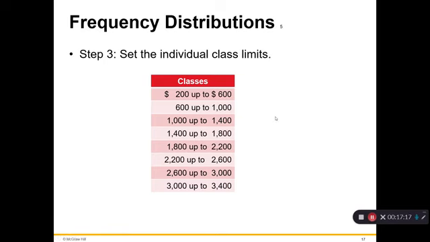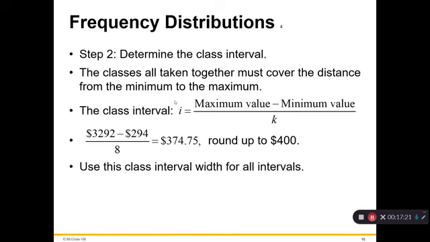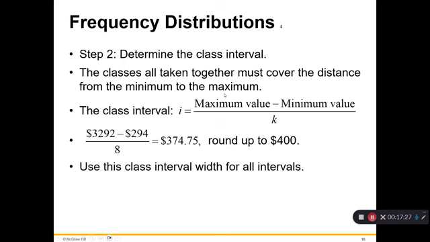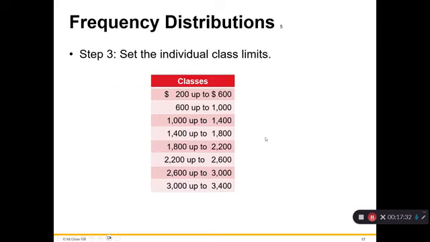Basically, with 400, we start with 200. Remember, the minimum is 294, so we can start with 200. So 200 to 600, because each class interval is 400. So 200 to 600, 600 to 1000, 1000 to 1400, and so on. So we have 8 classes covering all the data elements in the data set.